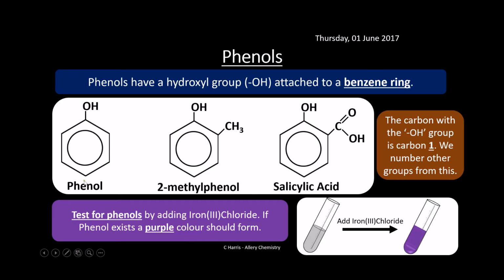Okay, and a test for phenols, this chemical here, all we do is we add iron 3 chloride, and if this phenol exists, we should get this purple colour forming. So there's your iron 3 chloride, and we add your phenol to it, and we get this purpley colour here. So just a little test for seeing if you do actually have a phenol.